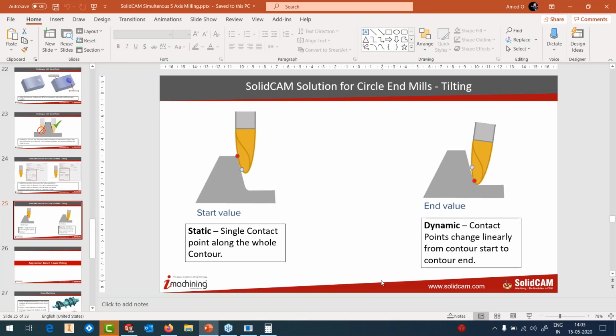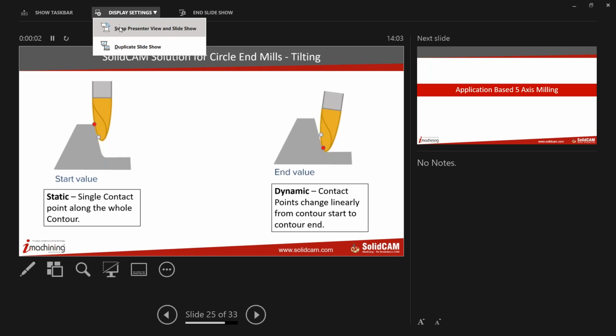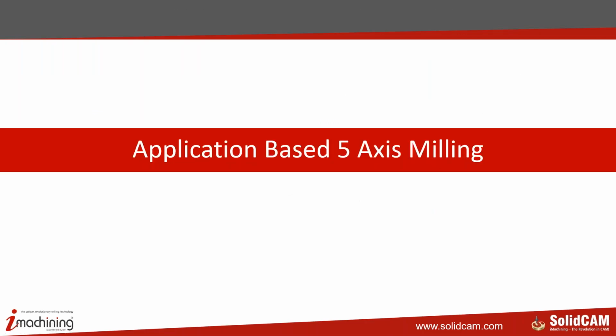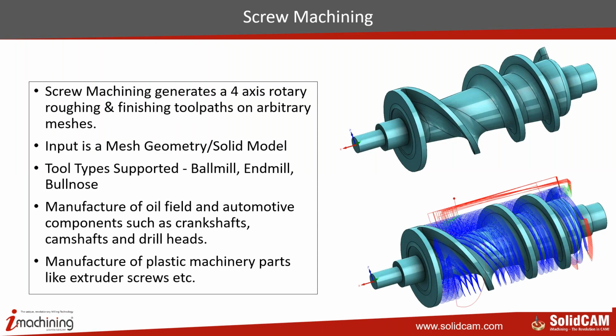Okay, so let's move ahead from our generic. Let's move into the application-based strategies, which will be pretty quick because there's not much to see out there. The first one is screw machining, or what we call rotary machining. It's a very quick generation of toolpath, which generates 4-axis rotary roughing and finishing toolpaths on arbitrary meshes. The input can be a solid model, a surface geometry, or a mesh geometry. And we support ball mills, end mills, and bull-nose tools. The parts are generally used in oil fields, automotive components, or crankshafts, and also plastic machinery parts like extruder screws. You can give any kind of geometry that can be fit on a 4-axis machine, and it will generate roughing and finishing toolpaths.